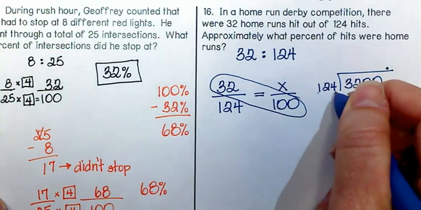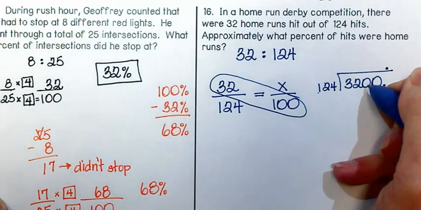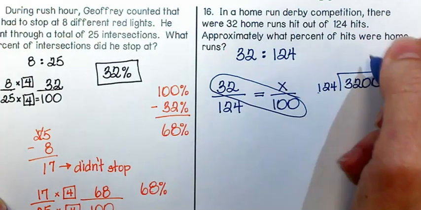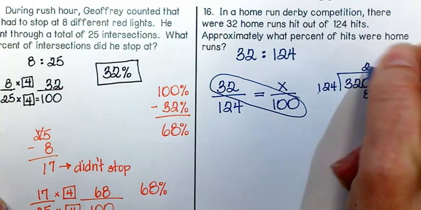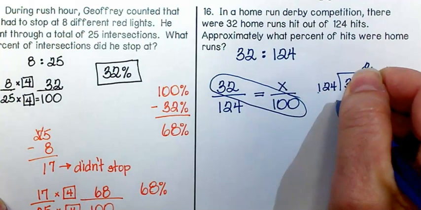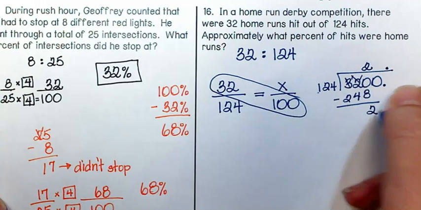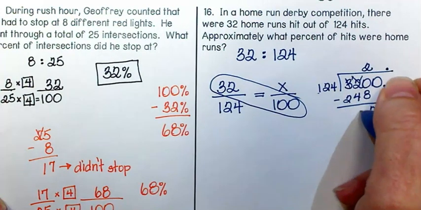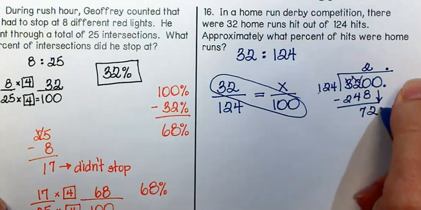Okay, 124 will go into 320, I think only twice. 2 times 4 is 8. 2 times 2 is 4. 2 times 1 is 2. Okay. 10 minus 8 is 2. 11 minus 4 is 7. 2 minus 2 is 0. Okay. And then I can bring this 0 down.